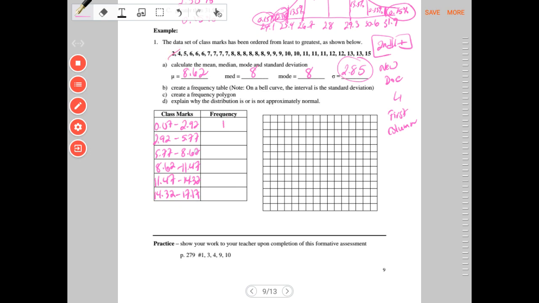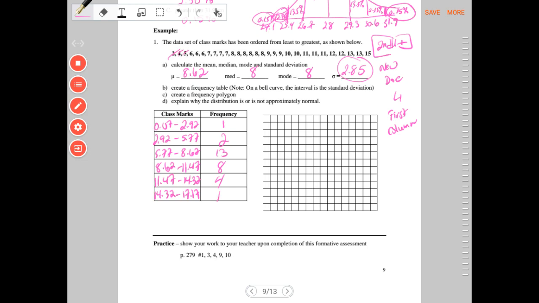That's the number 2. 2.92 to 5.77, that would be 4 and 5, so there's 2 numbers. 5.77 to 8.62, 1, 2, 3, 4, 5, 6, 7, and then all those 8s, okay? Add them up, you get 13. So 8.62 to 11.47, that's 9 to 11, that's 3, 6, and 2 more make 8. 11.47 to 14.32, so that's 12 and 13. There are 4 of them. And 14.32 to 17.17, there's only 1.